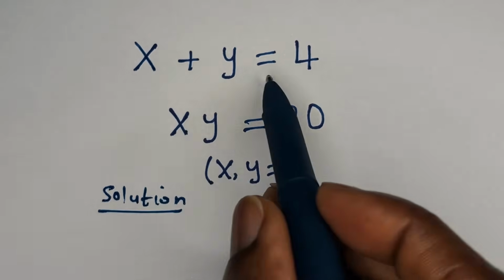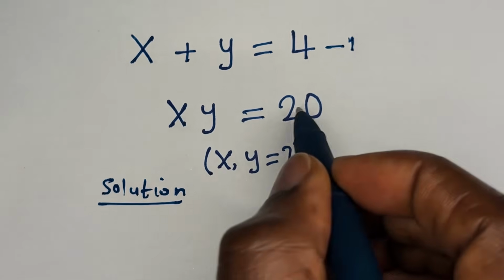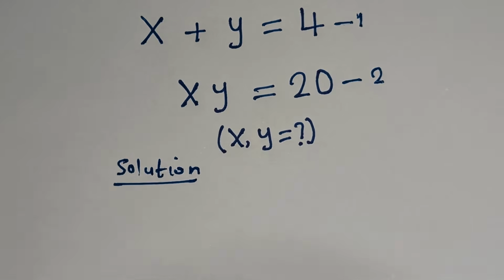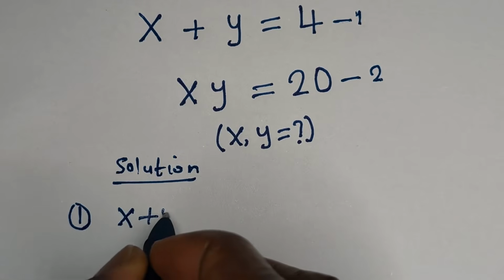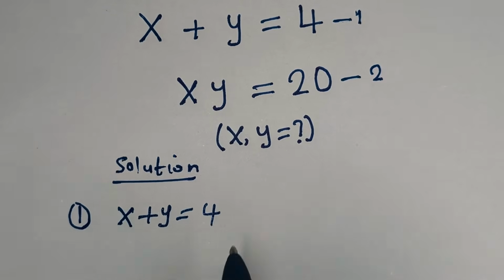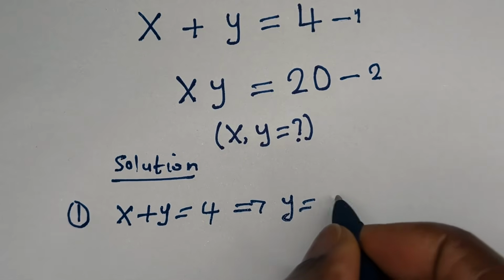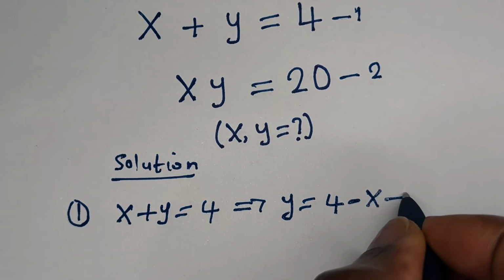Here, s plus y is equal to 4. Let us call this equation 1. And here, sy is equal to 20. Let us call this equation 2. Now, from equation 1, s plus y is equal to 4. Therefore, y is equal to 4 minus s. Let us call this equation 3.